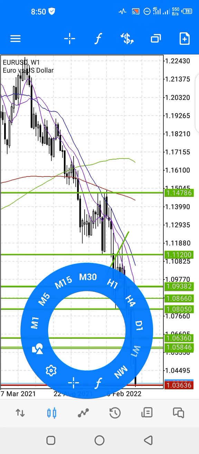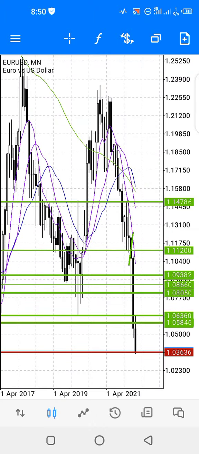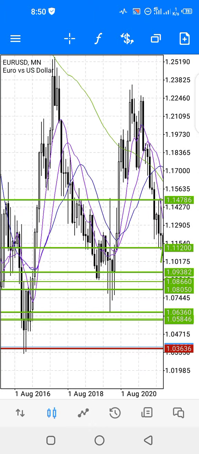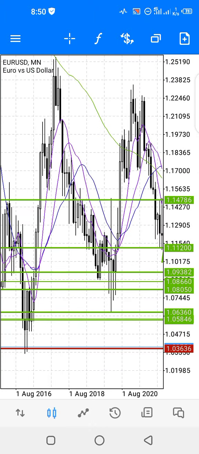So, looking at Euro USD, switching to the monthly time frame, you can see that we have a support line at 1.03636, and it's kind of the last line of defense for an upside, but if this support line can sustain it, then I believe that we're gonna see a further fall of the Euro USD currency pair.